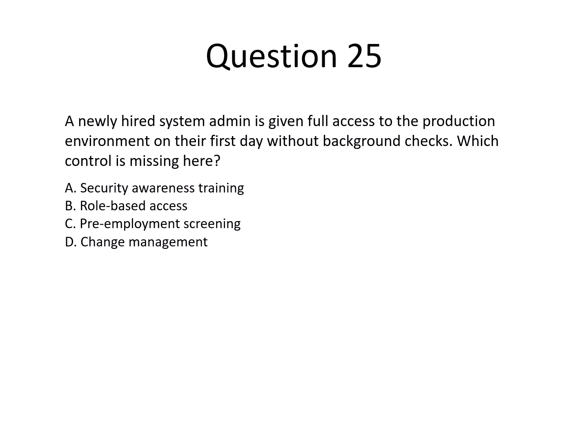Question 25. A newly hired system admin is given full access to the production environment on their first day without background checks. Which control is missing here? A. Security awareness training. B. Role-based access. C. Pre-employment screening. D. Change management. The correct answer is C.